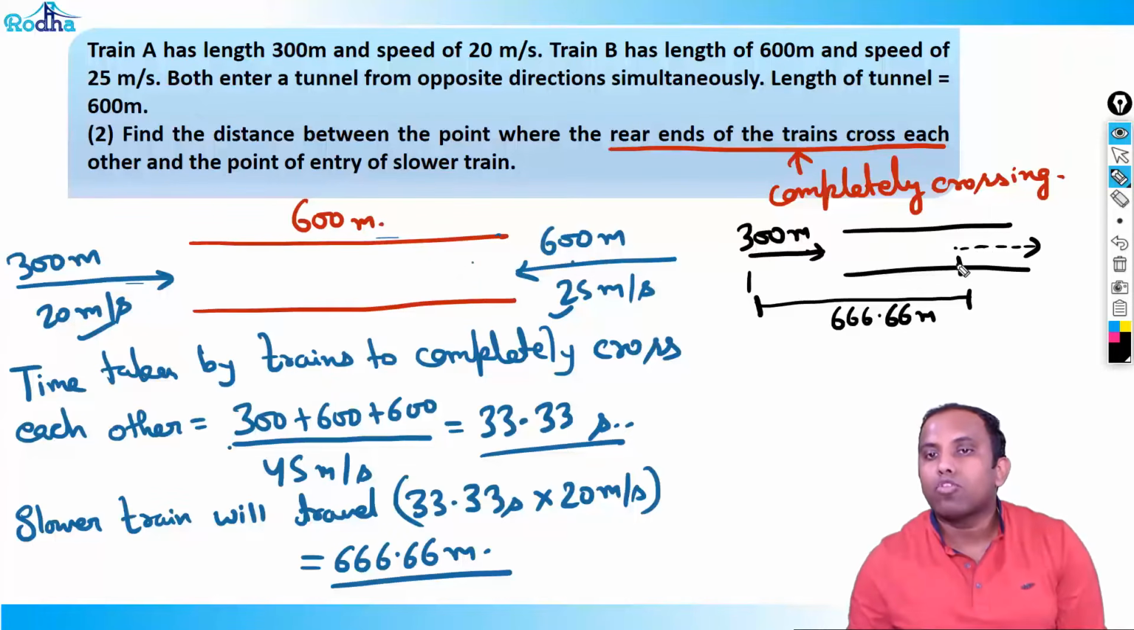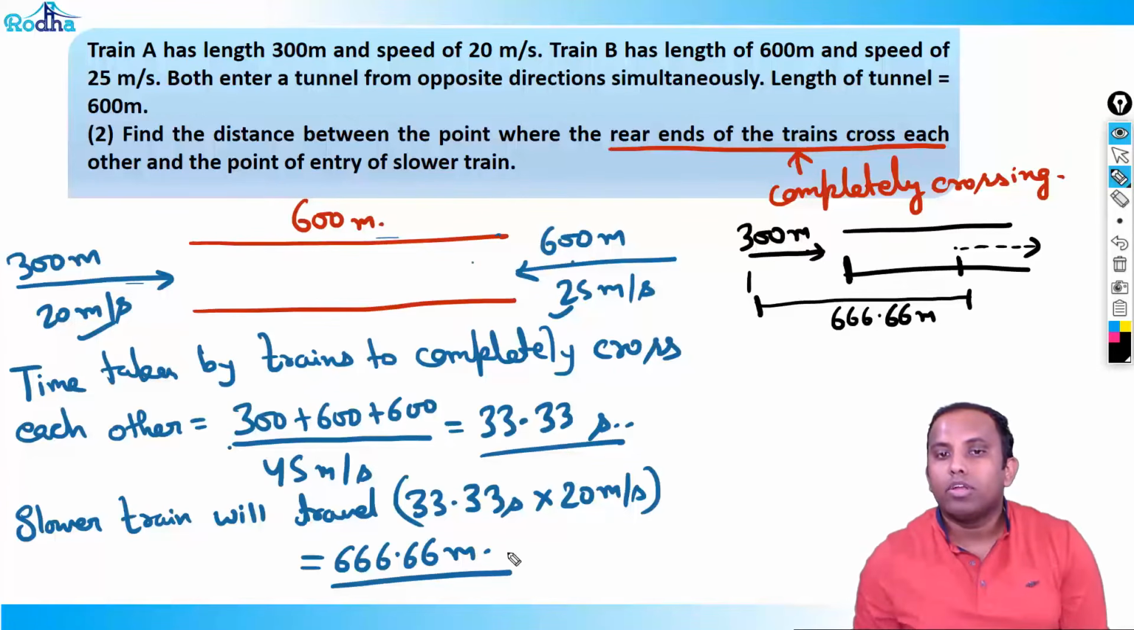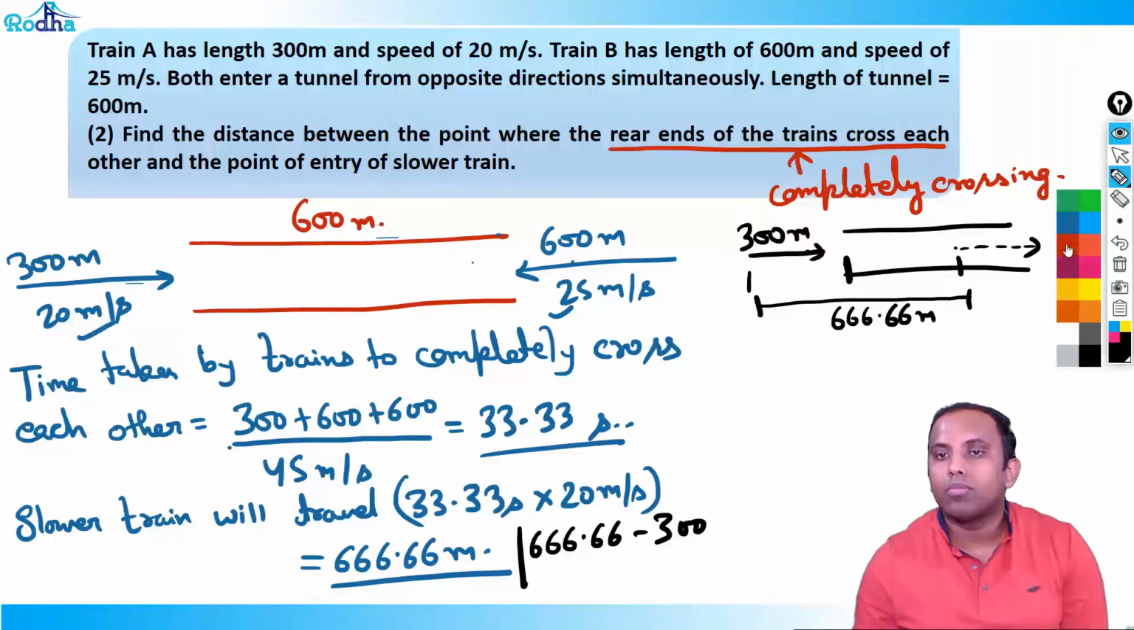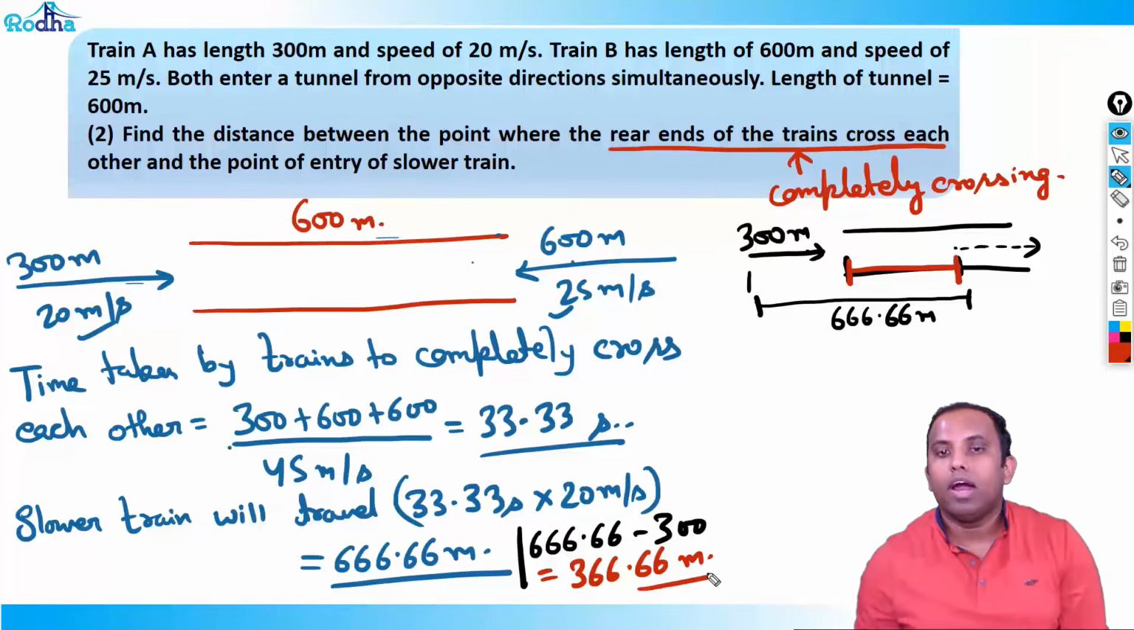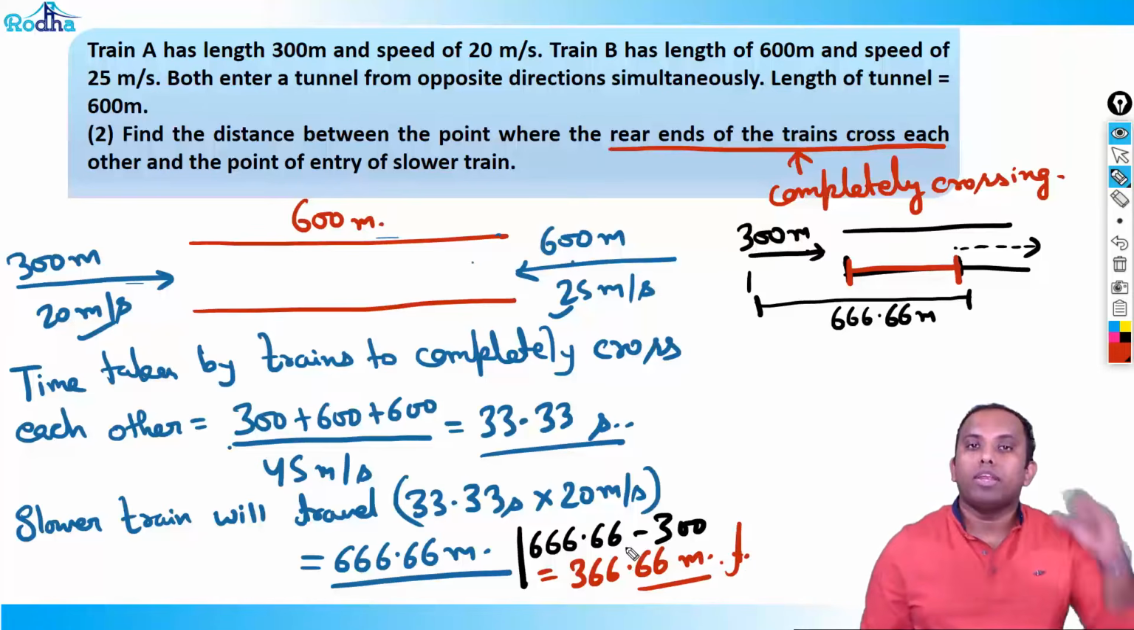So what is the distance from the entry point? The distance from the entry point is what? 666.66 minus 300. This is the distance from the entry point. How much? 666.66 minus 300. What is the answer? The answer is 366.66 meters for this question. Very nice question.